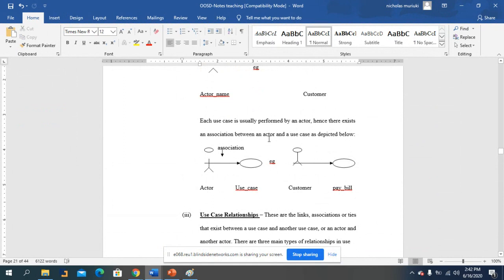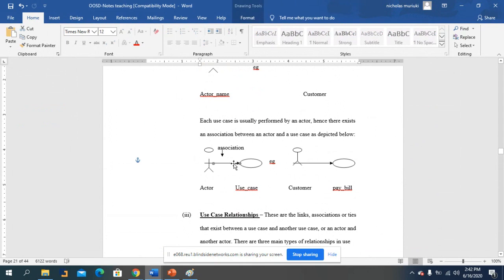And now we are saying we have interrelation. Remember, I have said we can use an arrow that has a pointed head, or we can use a straight line. So it can work. For this one, we are having an association where this actor is associating with a certain activity. And this activity has already been given here, where this activity says a customer pays bill.